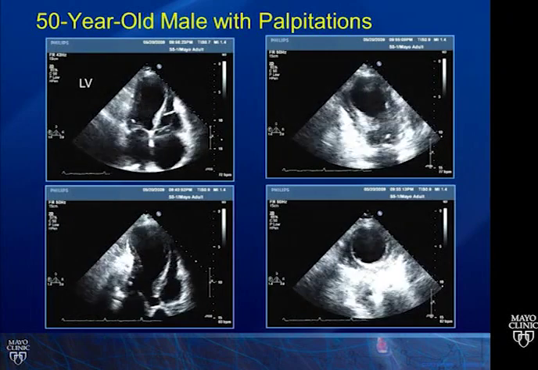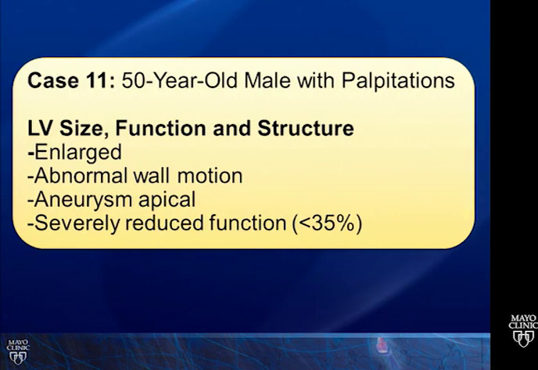All right. So we're going to go ahead and reveal the answers at this point. The 50-year-old man with palpitations has, under the LV size and function and structure tab, we're going to talk about the left ventricle being enlarged. We're going to code there are regional wall motion abnormalities. And so that's the big box. There's abnormal wall motion. And then under that, you're going to check aneurysm at the apex. So you'll go to the apical wall motion column and you'll check aneurysm and severely reduced overall systolic function. And I think that's about all we can say on that one.